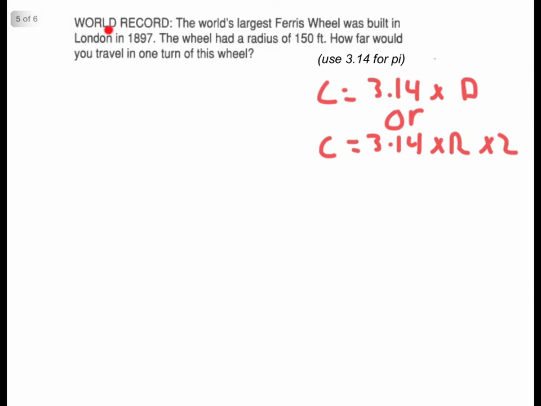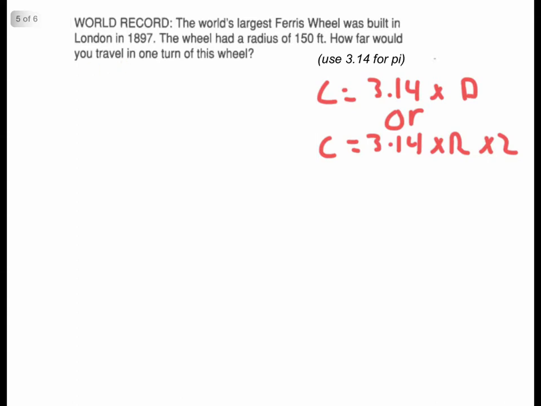Alright, so here we go. We have a word problem. World record. The world's largest Ferris wheel was built in London in 1897. The wheel had a radius of 150 feet. How far would you travel in one turn of the wheel? So how far would you travel in one turn of the wheel?